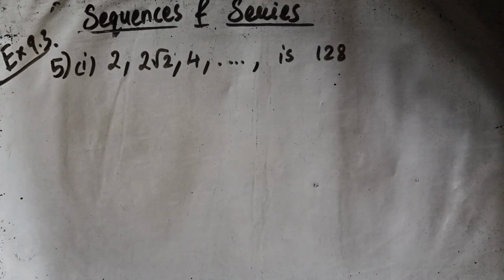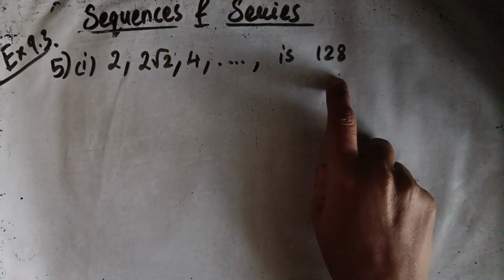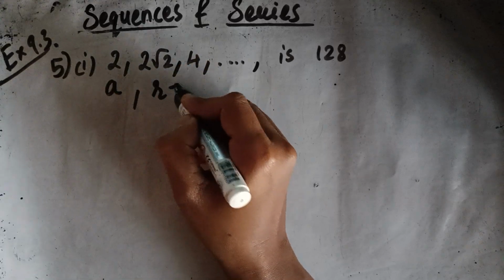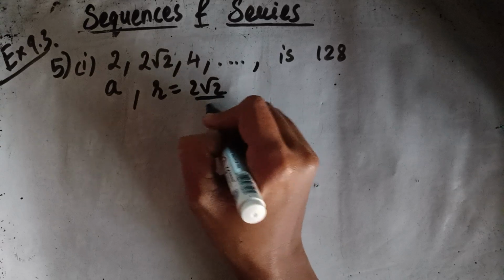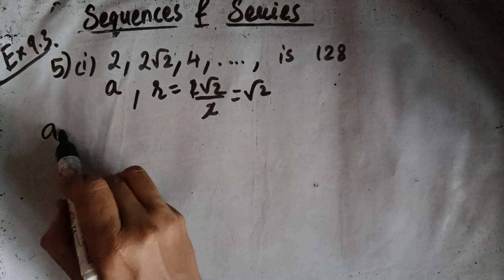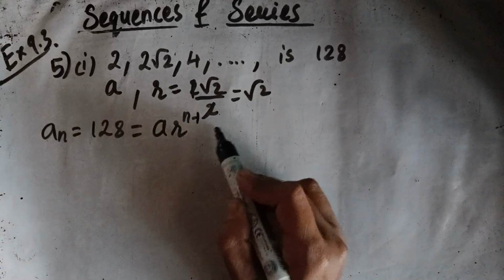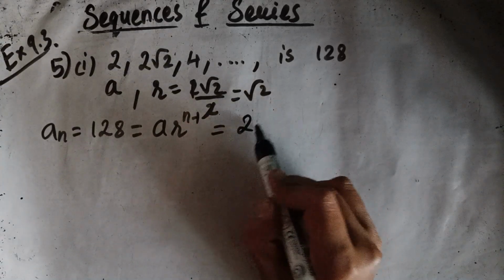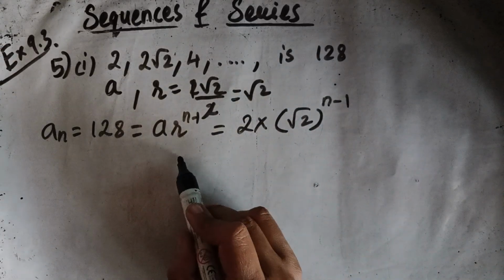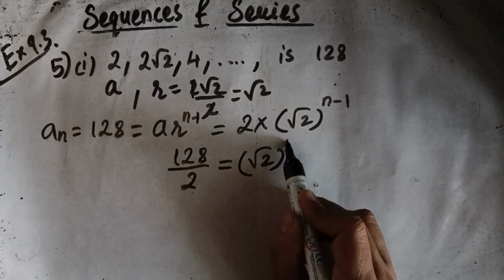Next question, which term of the following sequence? The sequence is given. Which term is 128? It means we have to find n. Here r is 2 root 2 upon 2, so root 2. An is 128. A r raised to n minus 1. A is 2, r is root 2. So 128 divided by 2 is root 2 raised to n minus 1.